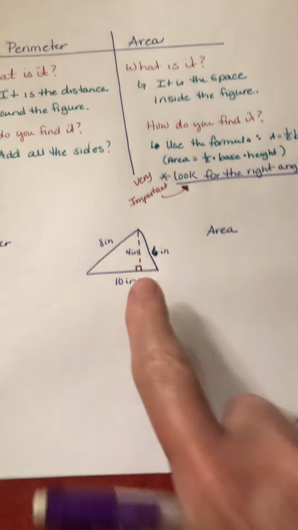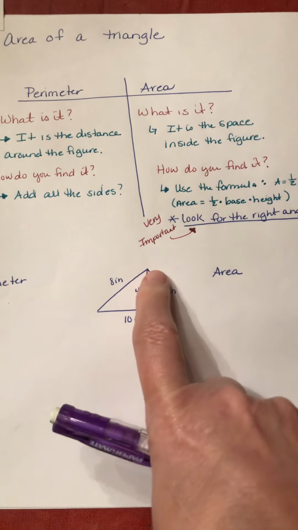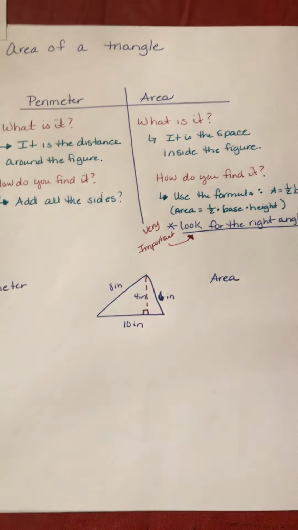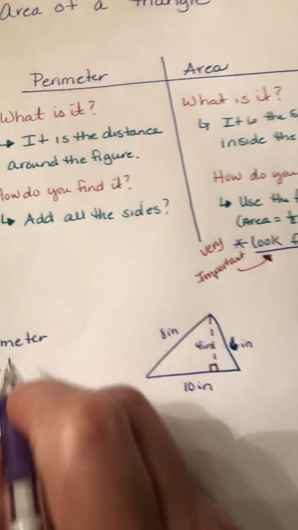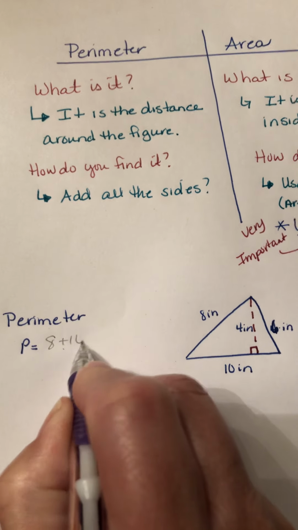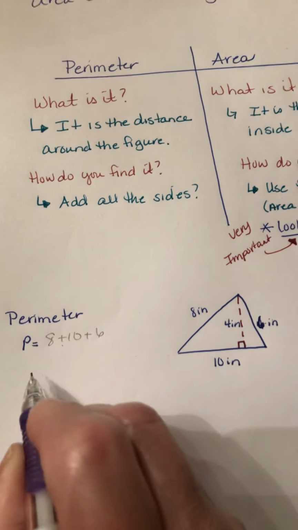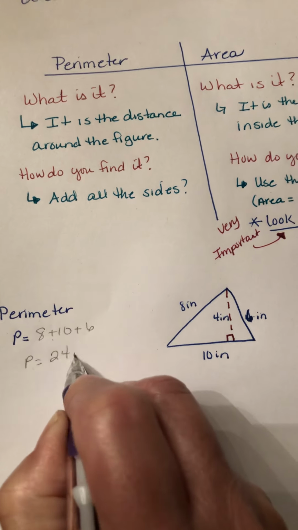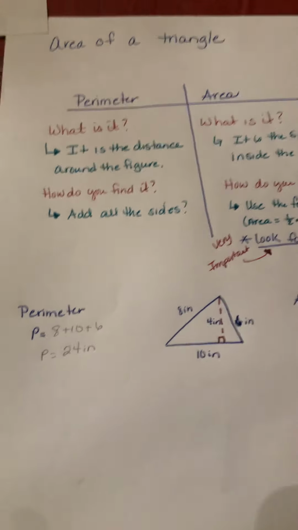All right, so let's look at this example. Now, it's got four numbers. So one, you want to look at the three sides, those three outer sides. That's going to be your perimeter. So P is equal to 8 plus 10 plus 6. And when you add those all up, you're going to get 24 inches because that's the distance around.